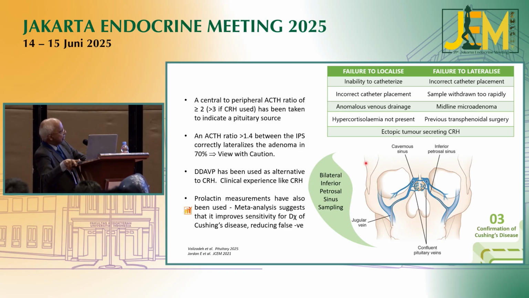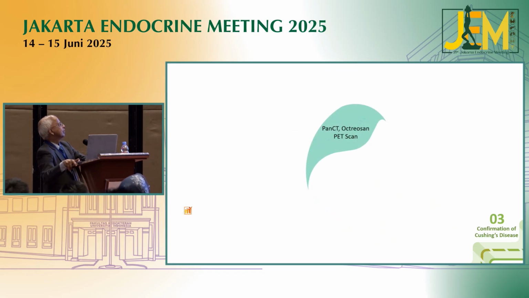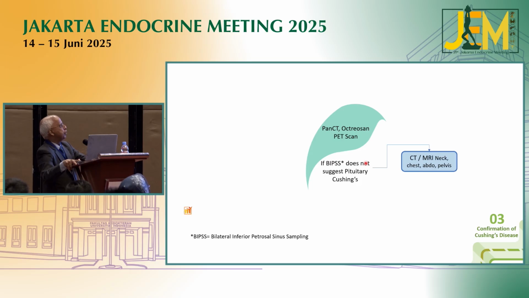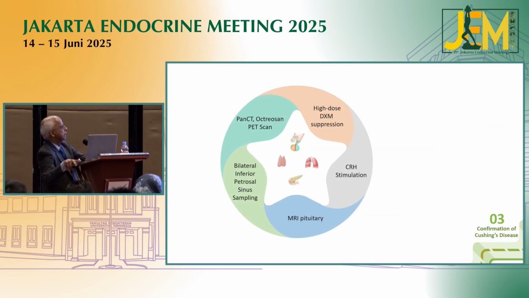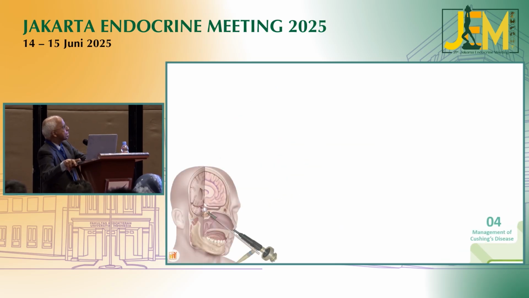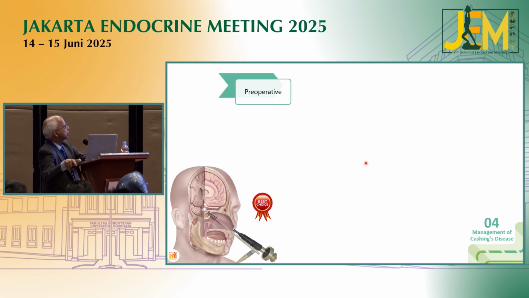If you can't localize it still, we go on to PAN-CT, octreoscan, PET scan. If you find something on CT, MRI, good. If you can't, you can go on to further tests. So the outcome, 2 possibilities. You find an ectopic tumor or indeterminate tumor, and then people follow up with imaging. So 5 important tests to confirm. Let's go to management.